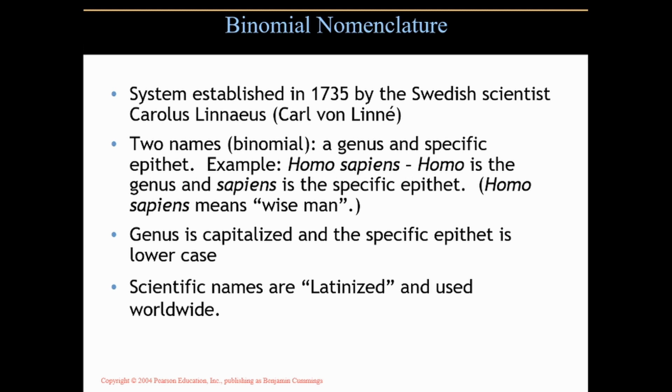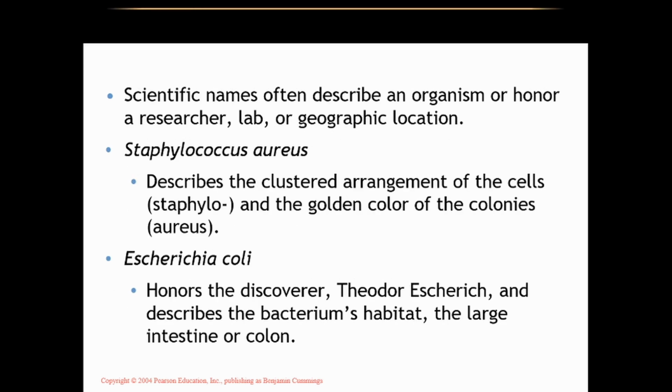Some rules with binomial nomenclature: the genus is capitalized, and you'll notice in Homo sapiens the H is capitalized, and the specific epithet is always lowercase. And these terms, of course, are Latinized and they're used globally. So a couple of examples of how we use them.